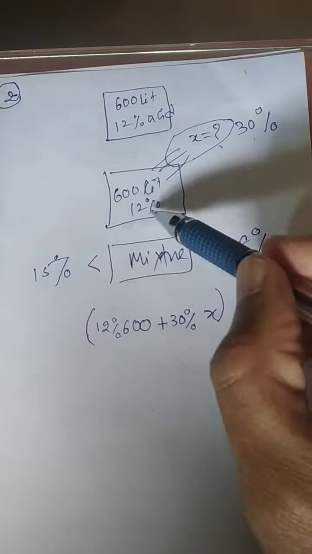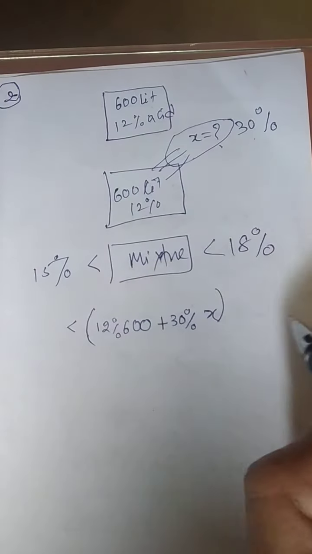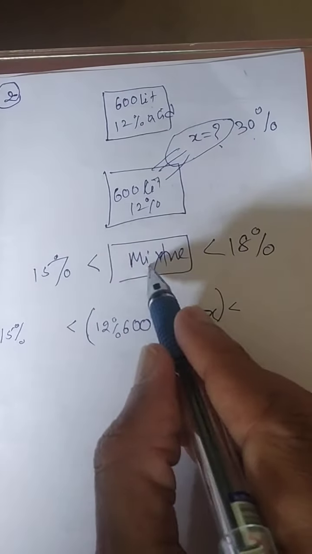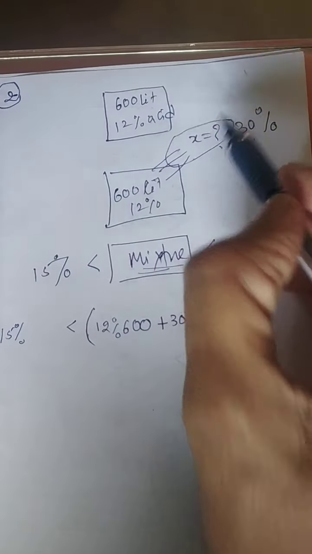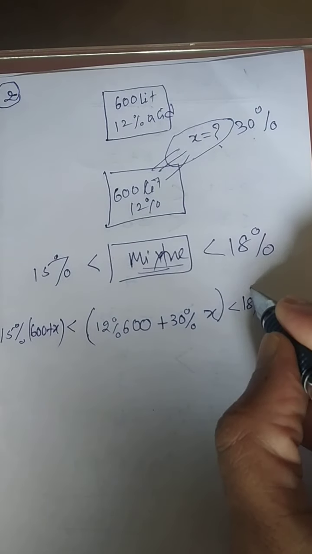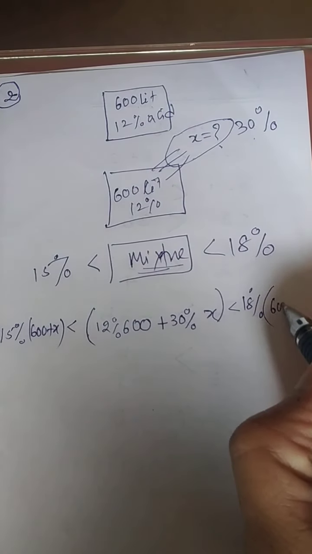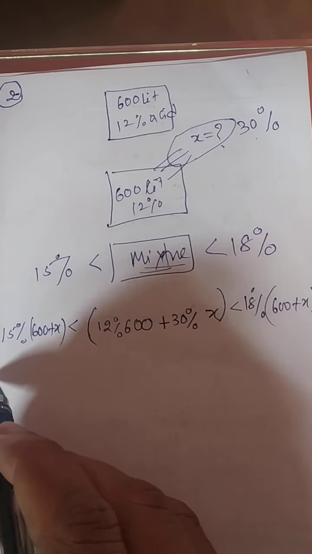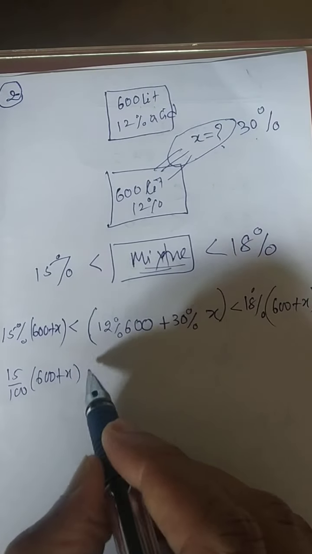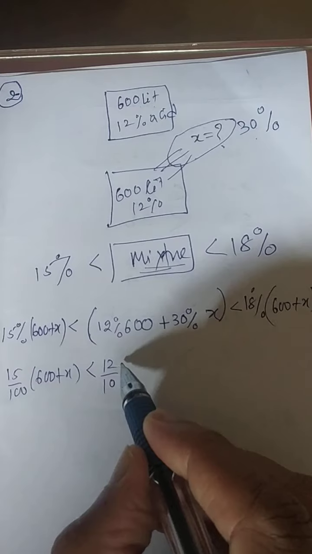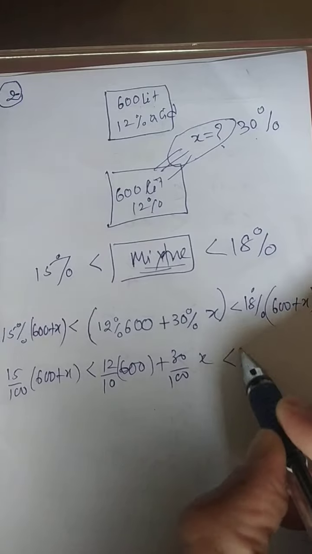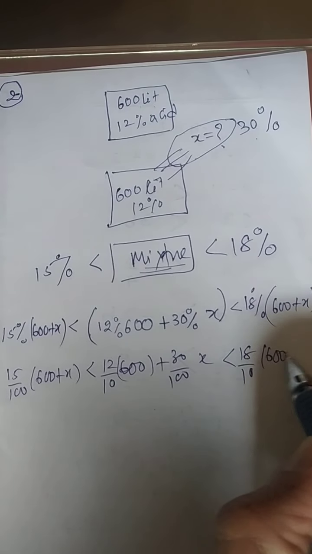This picture is over. We have added this one. Now this is in the range of 15%. 15% of how much content will be here? This is already there, and x, so it will be 600 plus x. Over here also it will be 18%, and here also I should write 600 plus x. Now it can be written like this also: 15/100 times (600 plus x) less than 12/100 times 600 plus 30/100 times x, less than 18/100 times (600 plus x).